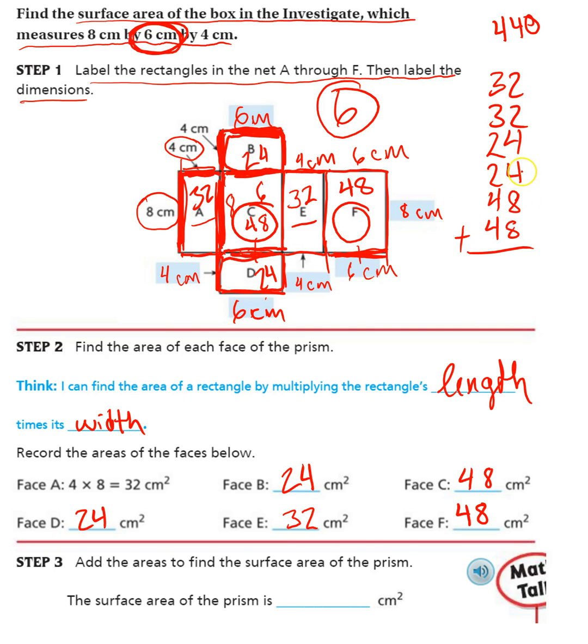8 plus 8 is 16, 20, 24, 26, 28, carrying my 2, 5, 8, 10, 12, 16, 20. Hey, what do you know? Same area, same surface area.